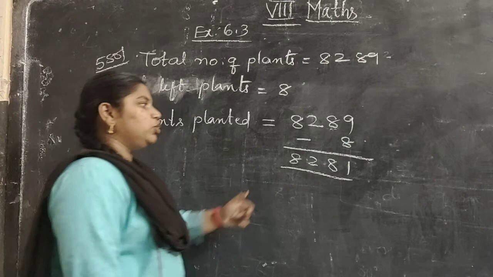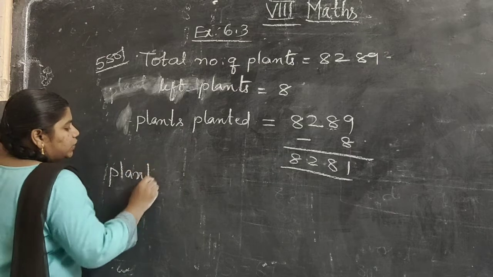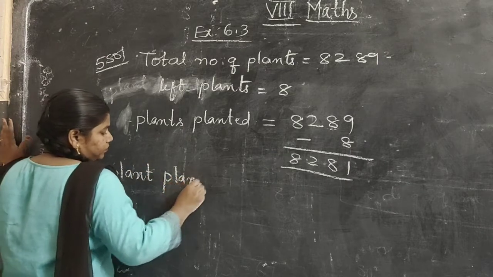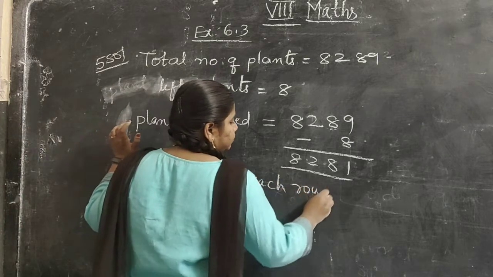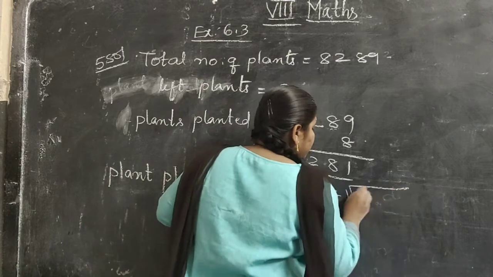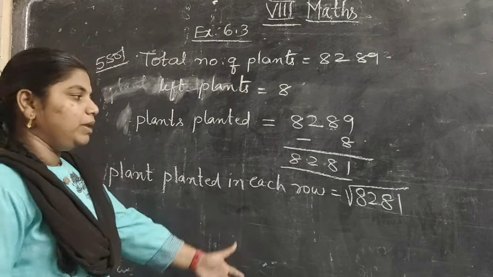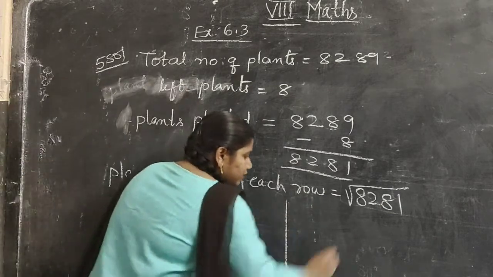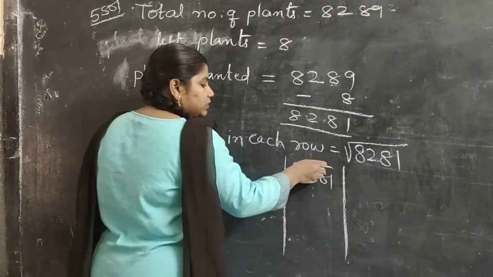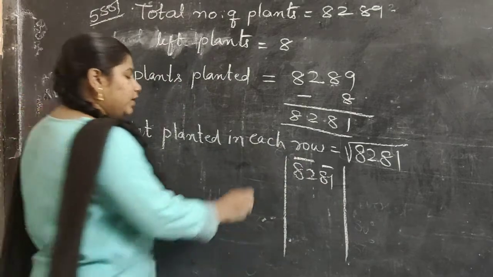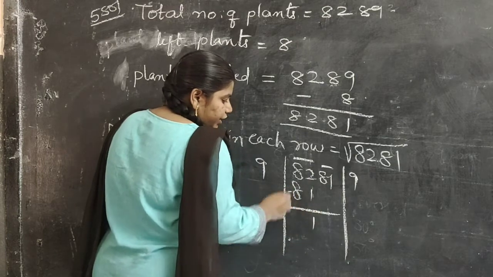So in each row, how many plants have they planted? We have 8,281. In each row, how many plants have they planted, we have to find. So find the square root here. It is 8,281. First pair the values here. Which square can we take here? 9. 9 9s are 81. So do the subtraction here, it will be 1.